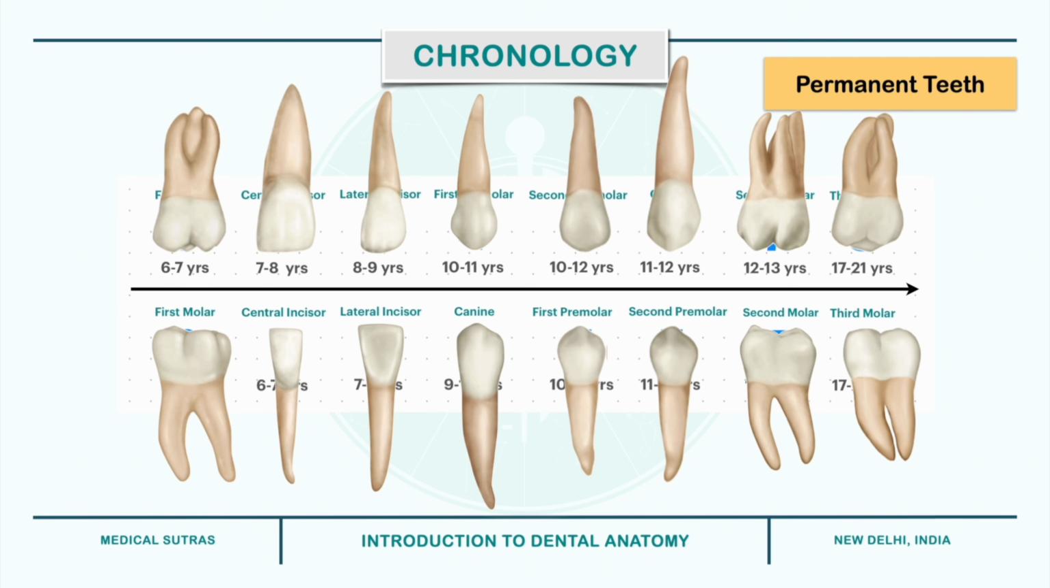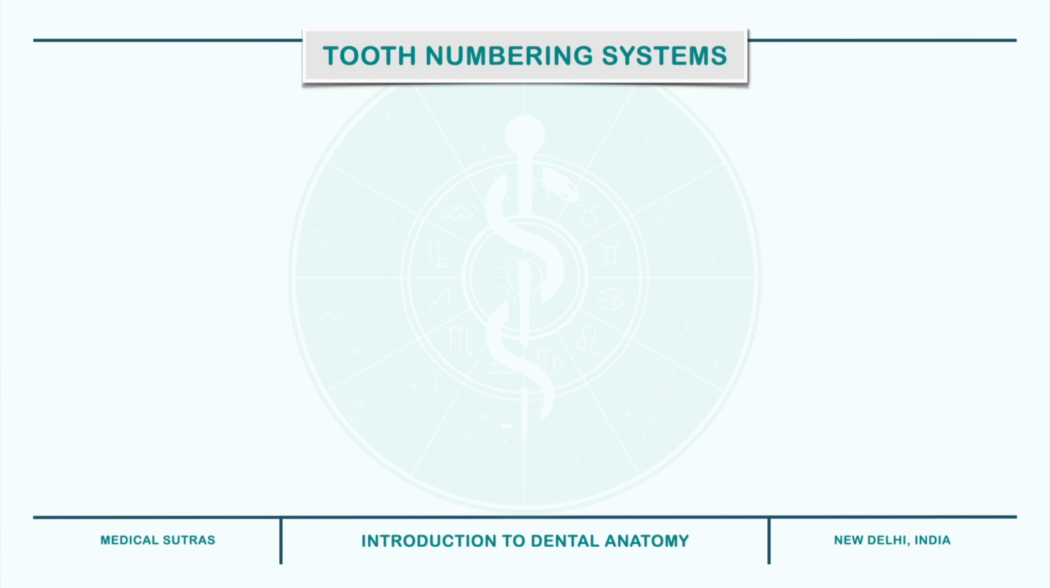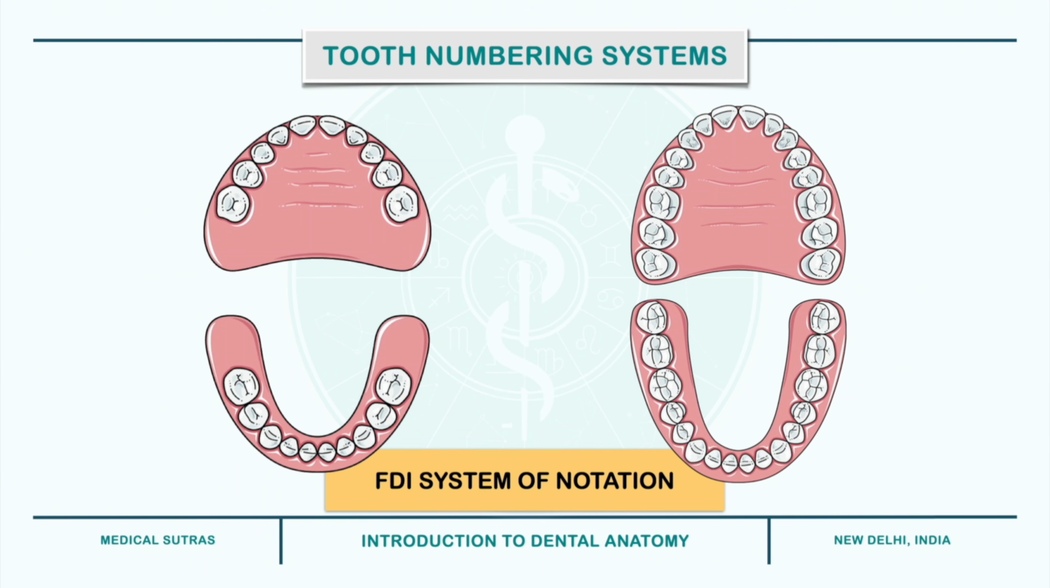Now let us discuss the tooth numbering systems that are used to denote the different teeth. Starting with the FDI system of notation that is adopted by the World Health Organization and is also widely used by other organizations. The FDI system denotes each tooth with two digits. The first digit represents the sides of maxillary and mandibular arches, while the second number represents the tooth number for each side.